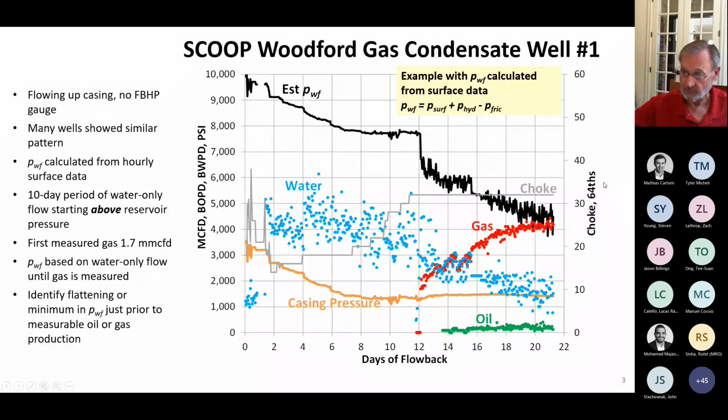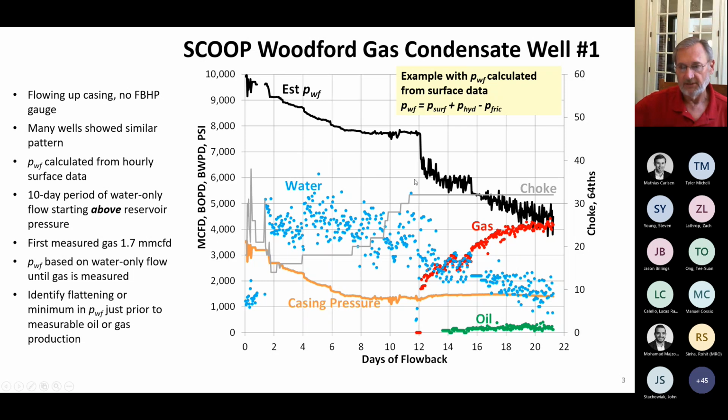So what we were doing is calculating an estimated bottom hole flowing pressure from surface data, which is just, as you know, the surface pressure plus the hydrostatic head minus the friction pressure. And that's fairly straightforward for water only. But as you get into multi-phase flow, there can be a lot of uncertainties involved there.